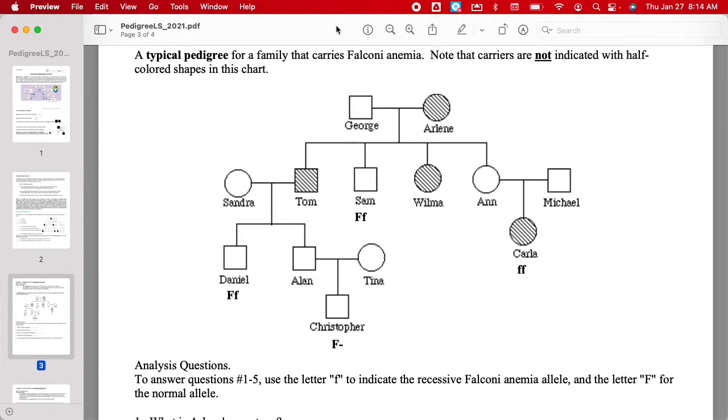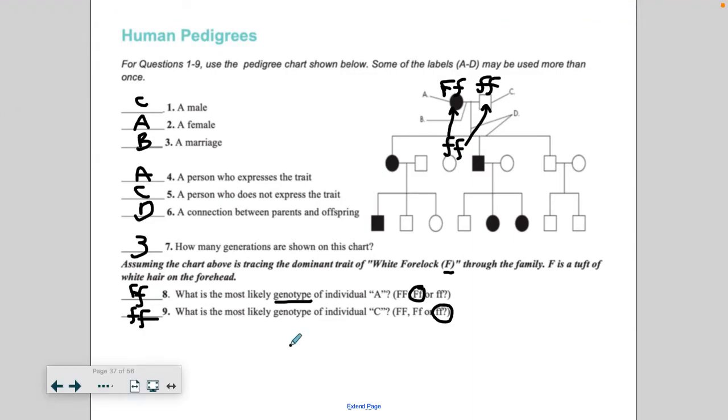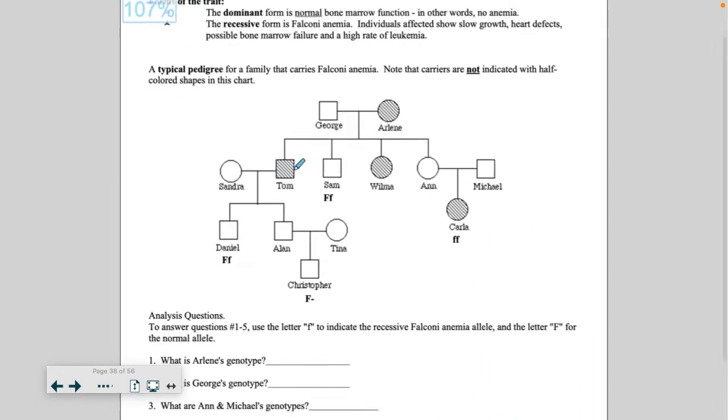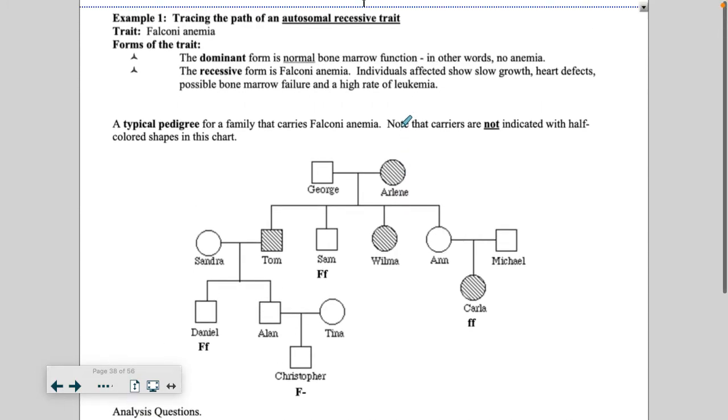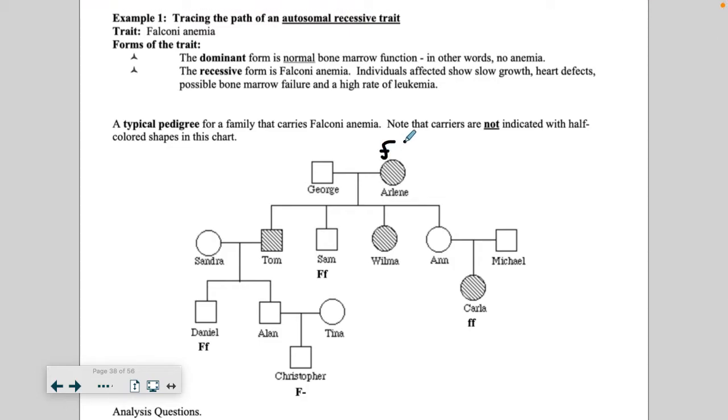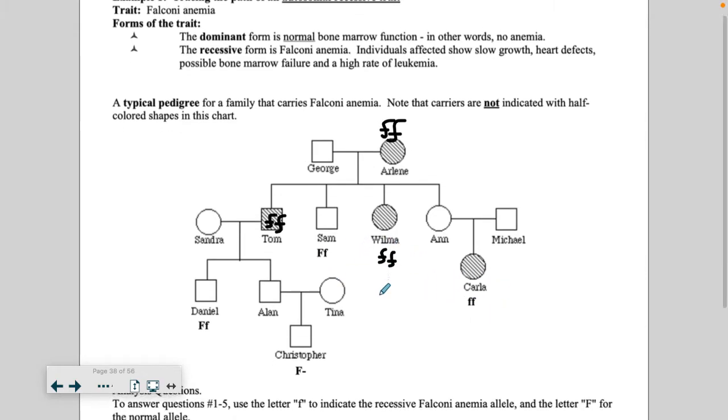Here's the pedigree below. So I think I copied and pasted this onto my next slide. There it is. Note that carriers are not indicated with half-colored shapes in this chart. So that means individuals that are shaded in have it. So Arlene is shaded in. She's little f. They did that for Carla. Wilma, she's shaded in. She's little f. That would be the first thing I would do in a pedigree: if you know one of the genotypes, go ahead and write it in. So all the shaded individuals are little f.